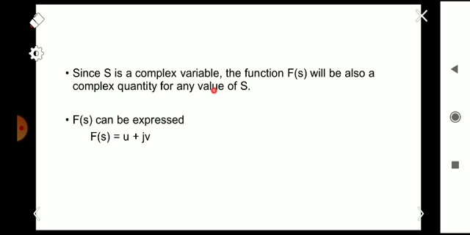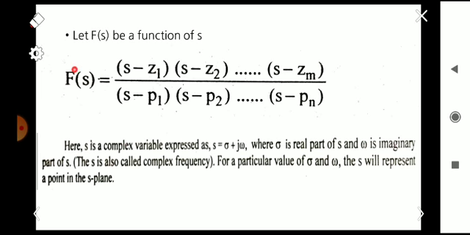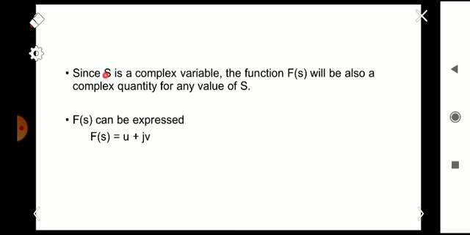So since s is a complex variable, the function f of s will also be a complex quantity for any value of s. That is, this entire function f of s is also a complex variable. Because s is a complex variable, we can express f of s as u plus jv, where u is the real part of f of s and v is the imaginary part of f of s.